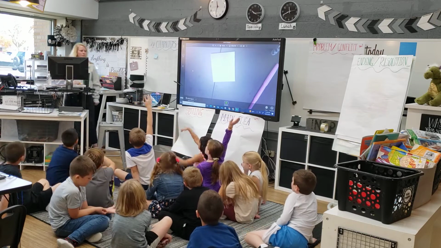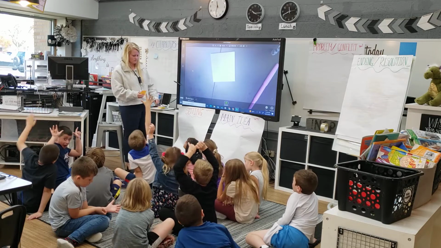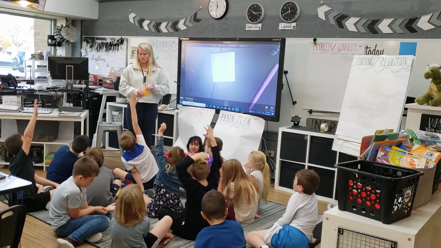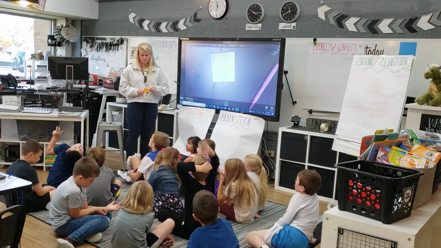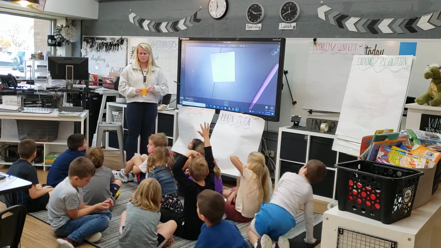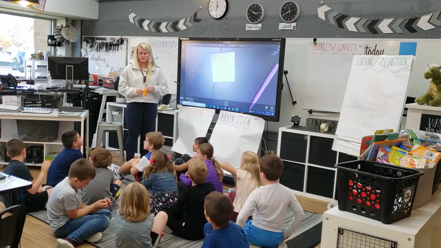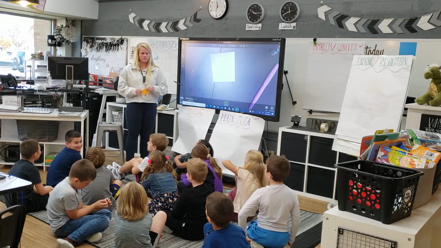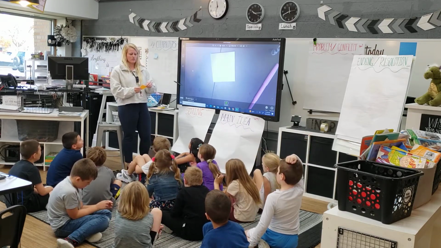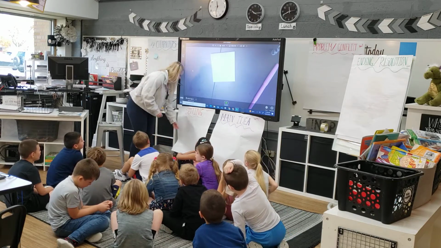Our setting. Does anybody remember where this story took place? Leon? At school. Does anybody remember what that school is called? James? Okay, elementary, but there's a specific name. Does anybody remember? It's okay if you don't remember. So, the elementary school that it took place at was called Theodore Roosterfish Elementary.